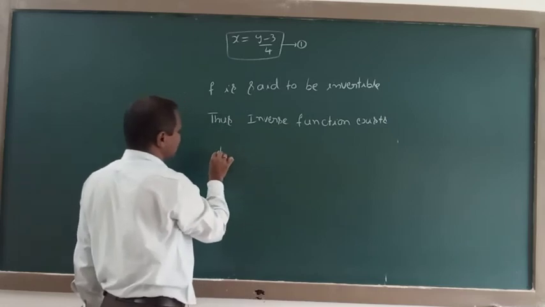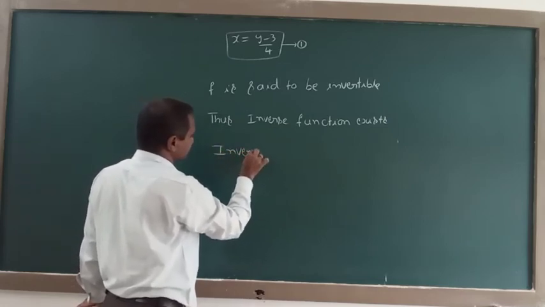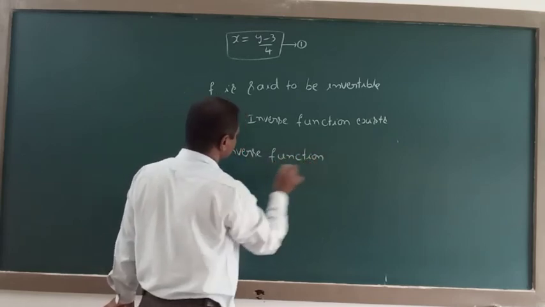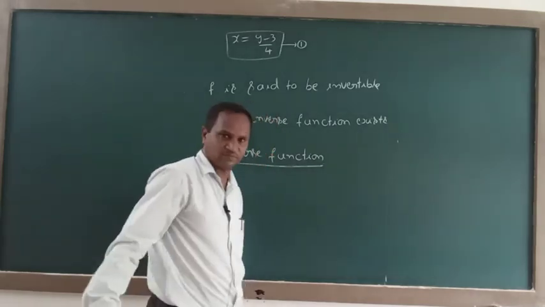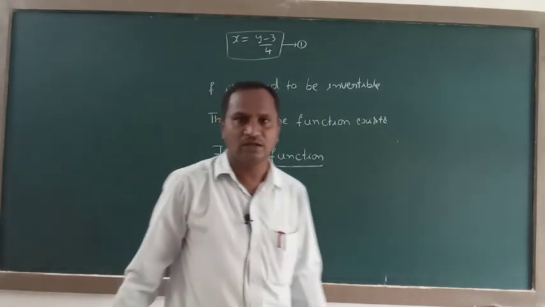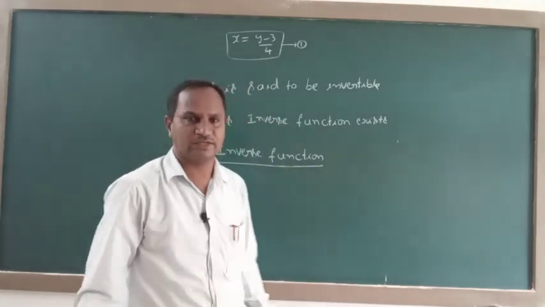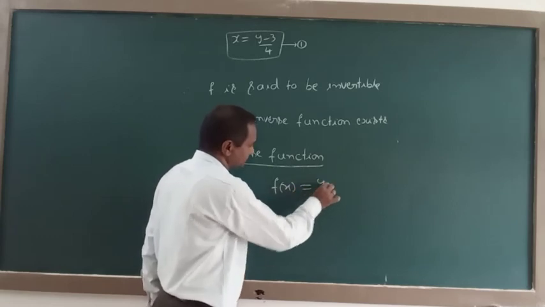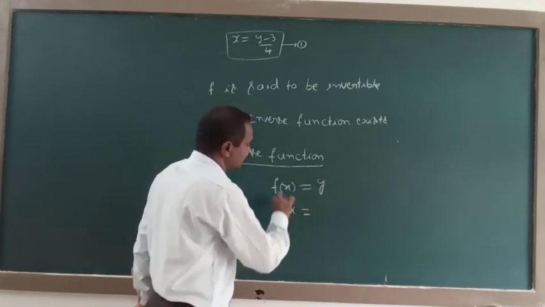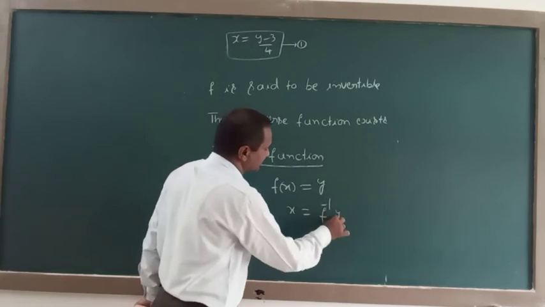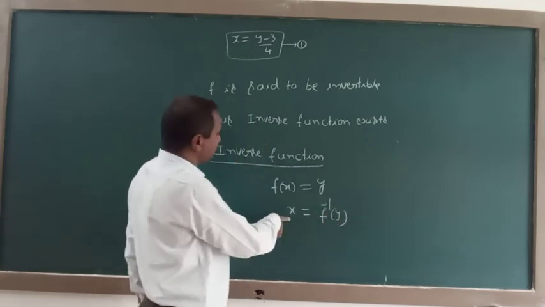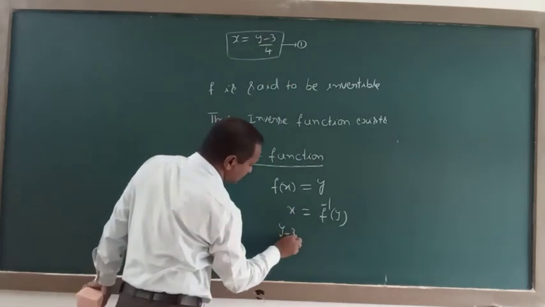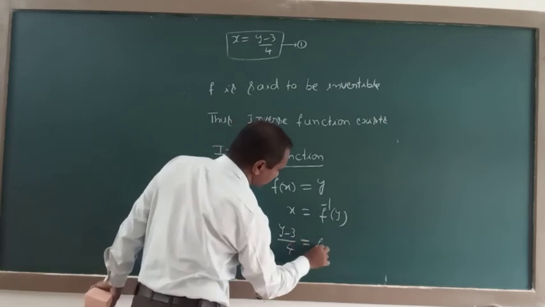Last one is the inverse function. The inverse function formula is the same as the onto function formula. The same formula we are going to write for the inverse function also. That is, f of x equal to y. X is equal to, if we send f to that side, it becomes f inverse of y. For x, from equation 1, we collect y minus 3 by 4 is equal to f inverse of y.